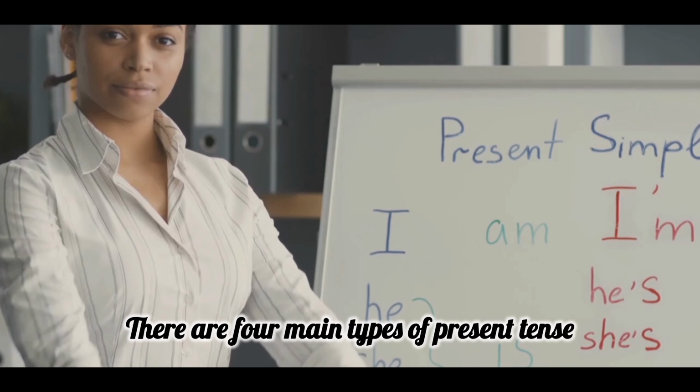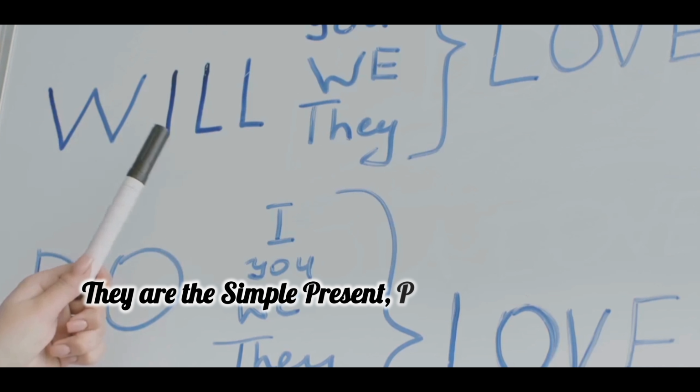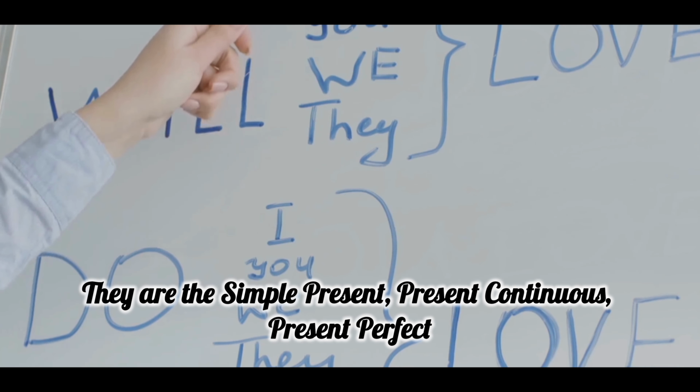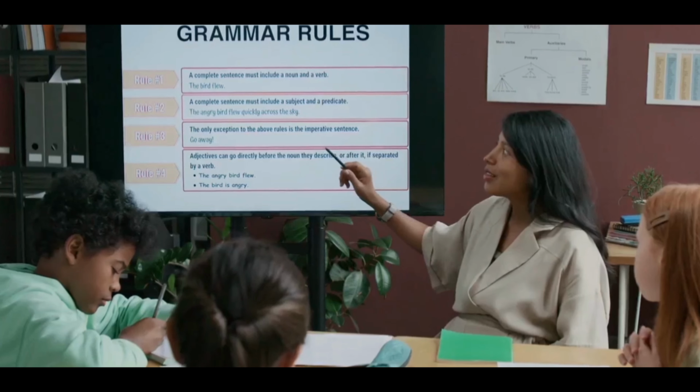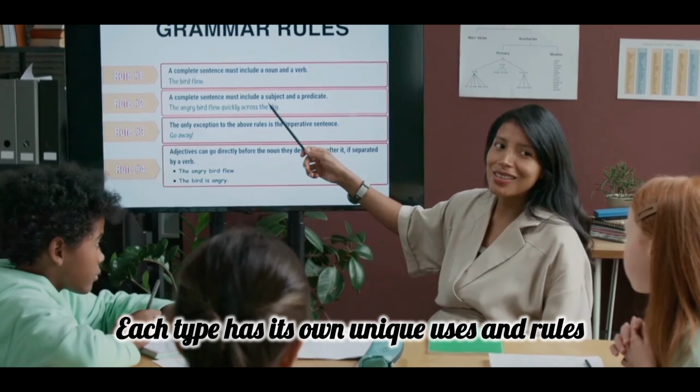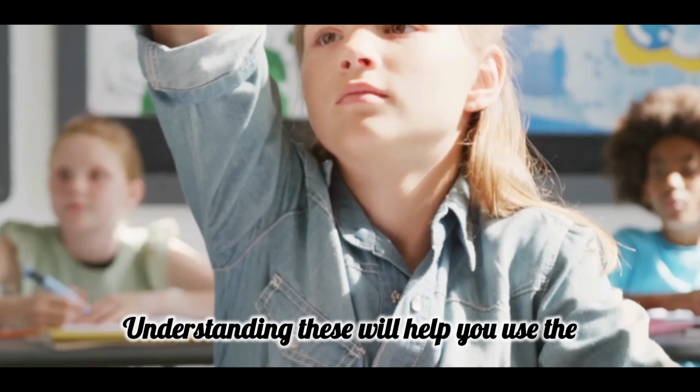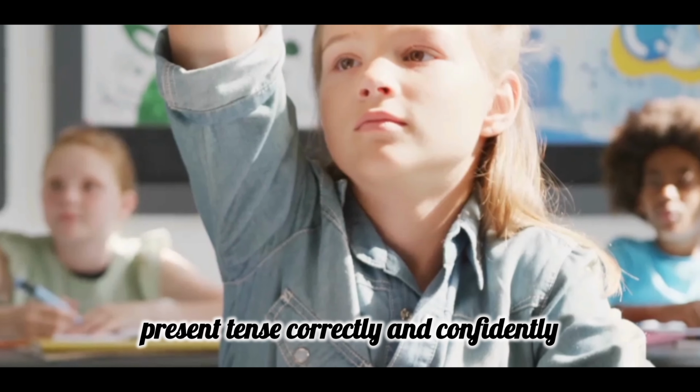There are four main types of present tense. They are the simple present, present continuous, present perfect, and present perfect continuous. Each type has its own unique uses and rules. Understanding these will help you use the present tense correctly and confidently.